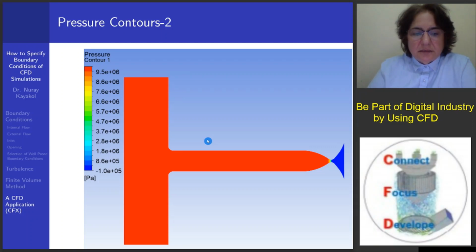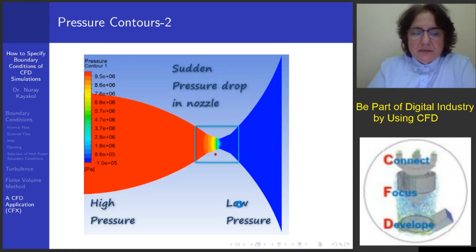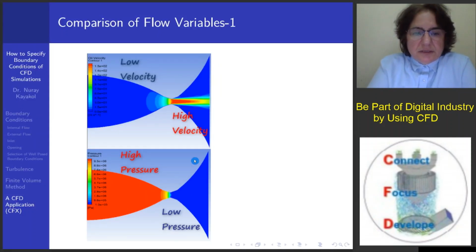And this is again high pressure, low velocity, and then you see this is not a typical pressure pattern in a diverging converging nozzle. Here is a screenshot. This is high pressure in red areas, low pressure in blue areas. Because of the geometry, there is a sudden pressure drop. So this is a comparison of velocity and pressure color contours.